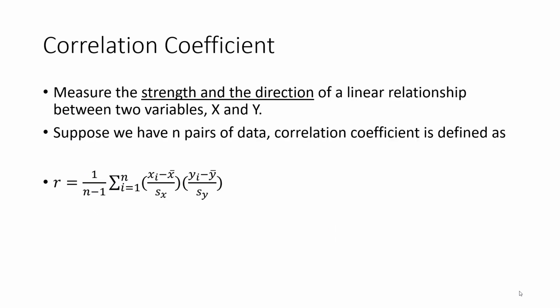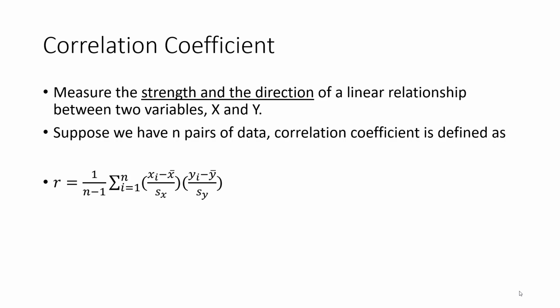A scatterplot shows the direction of the linear relationship, whether it's positive or negative, but it doesn't show its strength. A useful measure to show both the direction and the strength of the linear relationship is the correlation coefficient R. It is defined in this formula. Imagine there are n pairs of data.